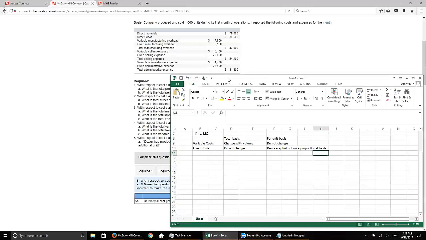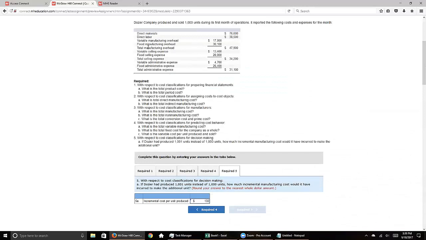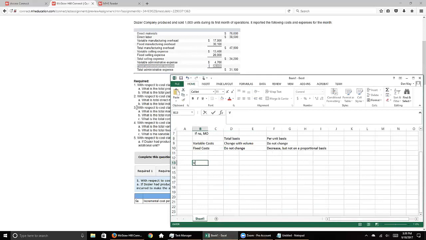The first thing I need to do is look at which costs were variable and which costs were fixed, right? Because given my general assumptions, unless I'm told otherwise, fixed costs aren't changing in total. So if I make one extra unit, I won't incur any additional costs related to those fixed costs. Looking at Dozier Company's costs, I have fixed overhead of $30,000, fixed selling, which isn't a manufacturing cost, and fixed admin. Those aren't changing. But what I do have if I make one additional unit is all of the variable costs of production of making that one extra unit.